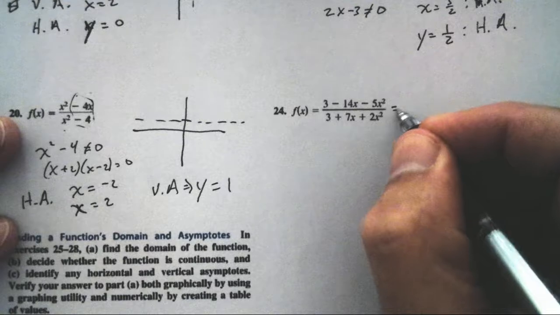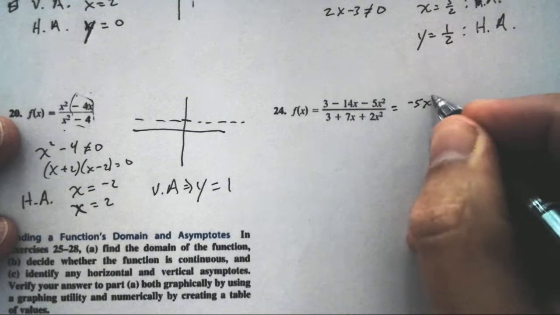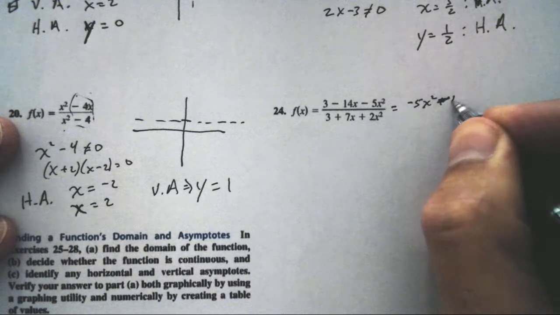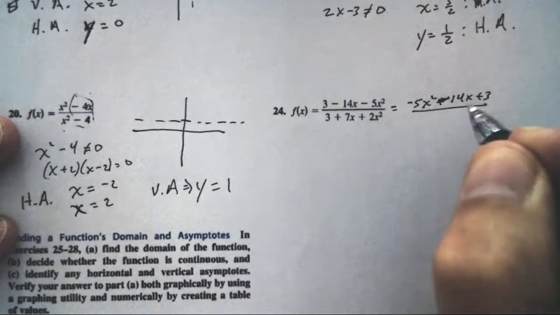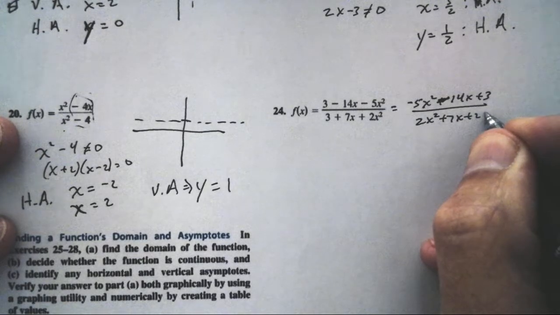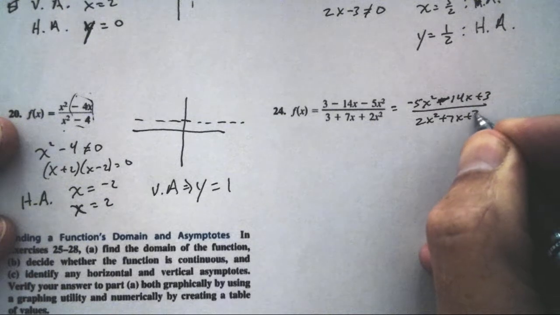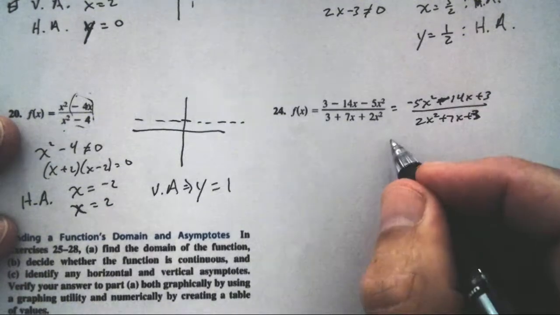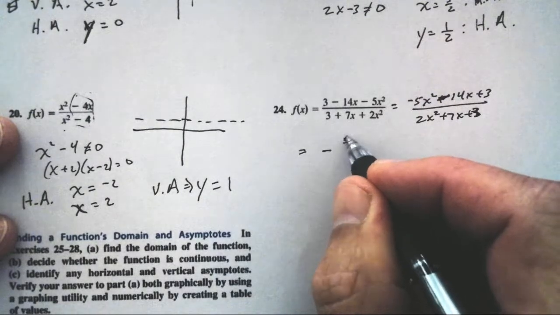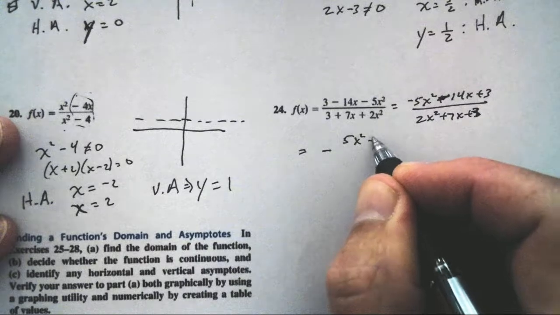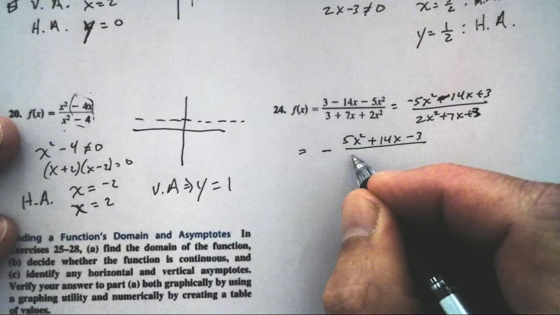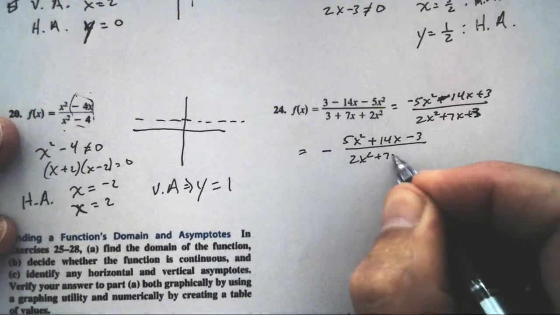Okay, number 24. I'm going to rewrite this as negative 5x squared minus 14x plus 3 on 2x squared plus 7x plus 3, and then I'm going to factor the negative out of the numerator. So I'm just going to make this the opposite: 5x squared plus 14x minus 3, all on 2x squared plus 7x plus 3.